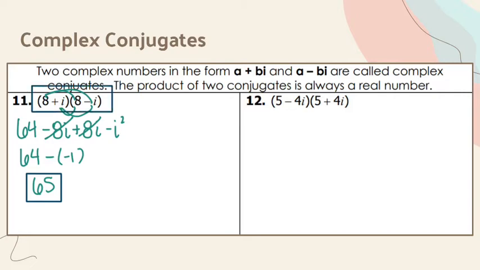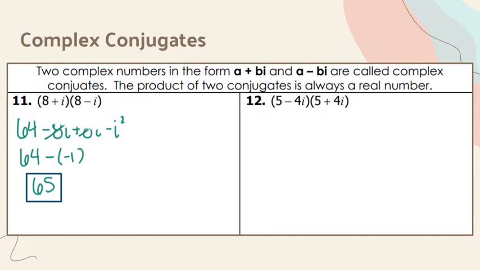64 minus negative 1 is just 65, and that's it. So we took non-real numbers and turned them into a real number, specifically because these terms matched each other and our signs were opposite. That's what a complex conjugate is.